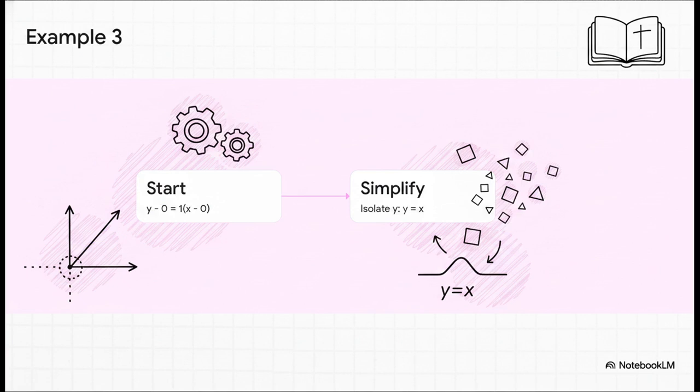To simplify, y minus 0 is just y, and x minus 0 is just x. Multiply that by a slope of 1, and you still just get x. So the whole thing simplifies down to just y equals x. It perfectly illustrates how wonderfully simple the math gets when we start right at the origin.